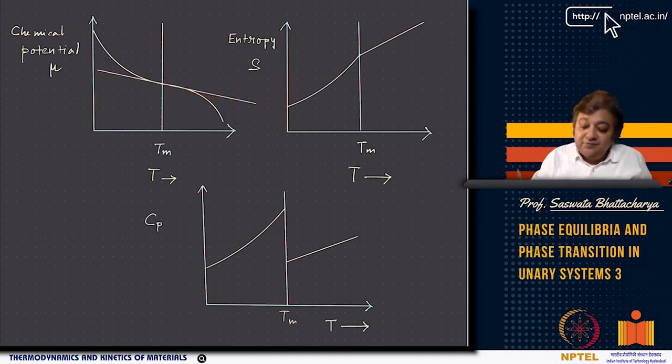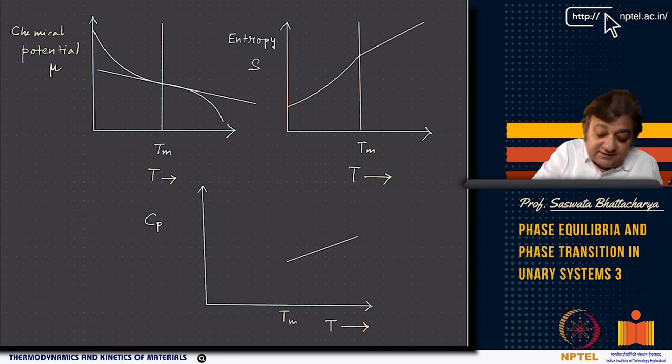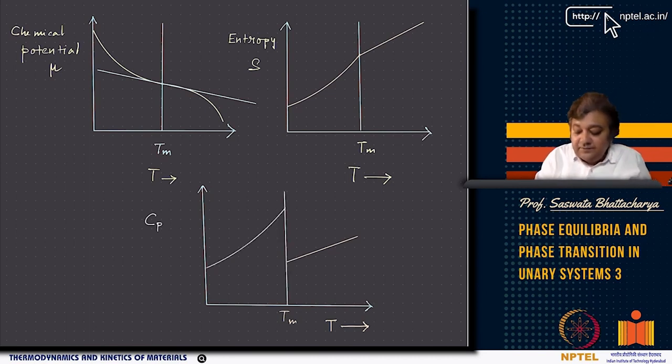However, if I look at the second derivative, it shows discontinuity, like Cp shows discontinuity. So in second order phase transitions, there is a discontinuity in the second derivative of chemical potential or molar free energy with respect to temperature. The second derivative shows clear discontinuity, and that corresponds to delta Cp, the Cp of the superconducting state and the Cp of the normal conducting state. They are different. There is an abrupt jump there.